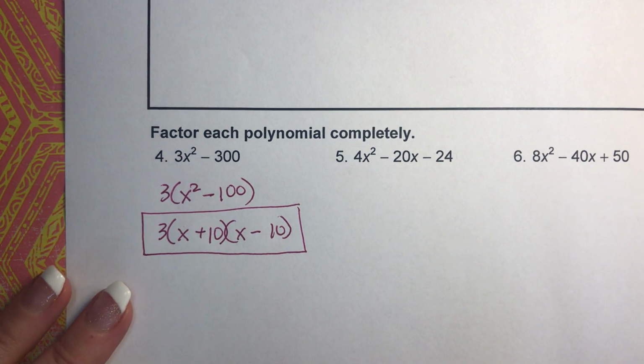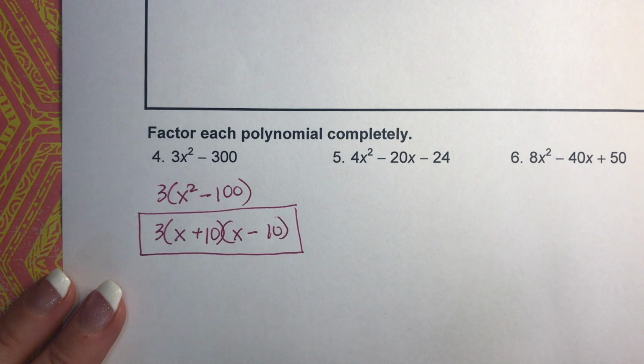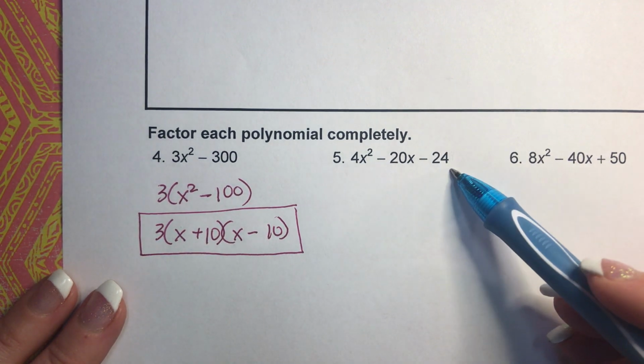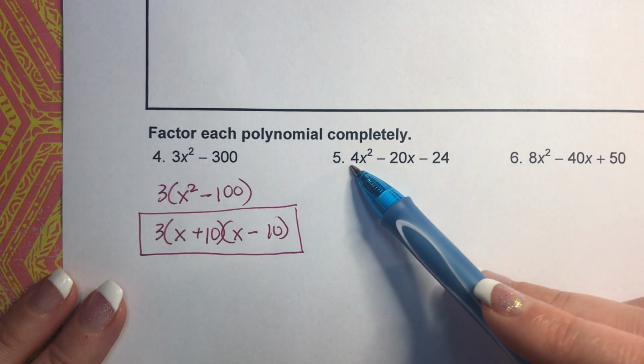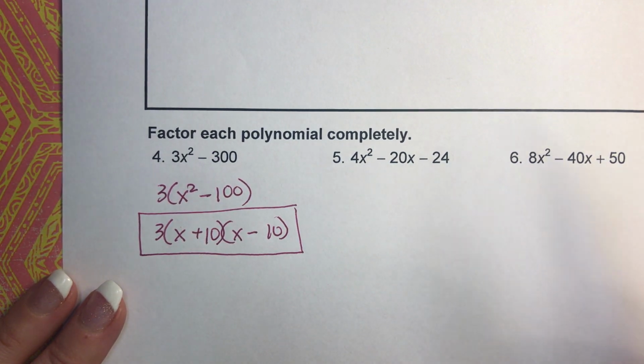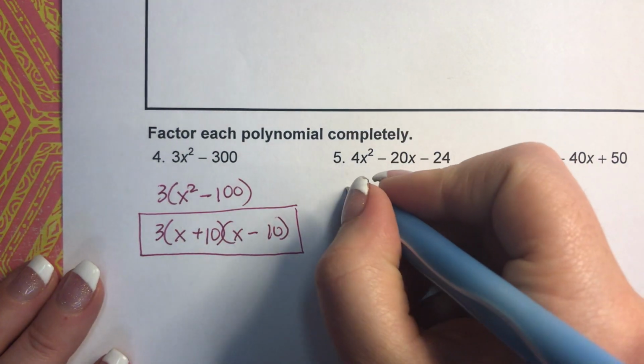Okay, let's look at 5 and see how you did. First thing we're looking for is that greatest common factor, right? Is there a common factor here? Yes, 4, right? 4 goes in here, 4 goes in here, 4 goes in there. So let's factor it out.